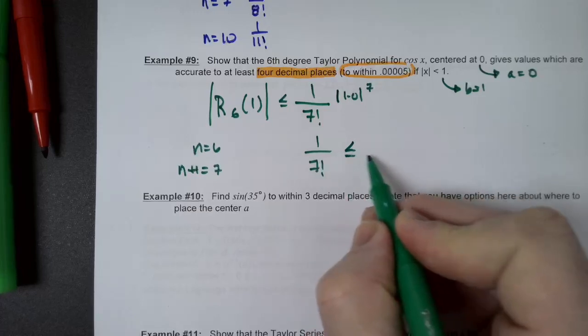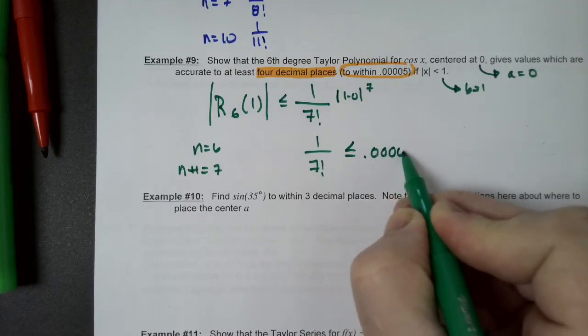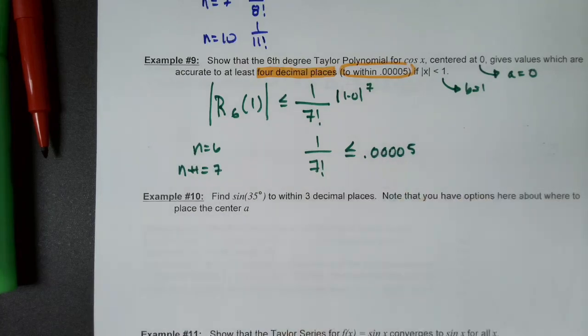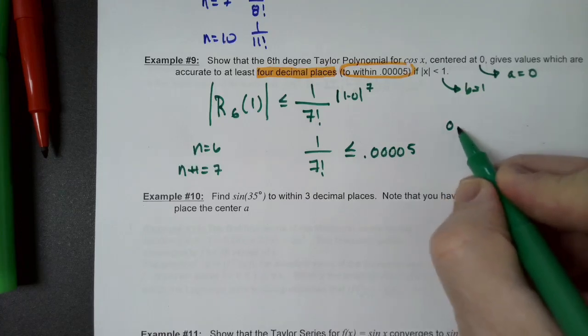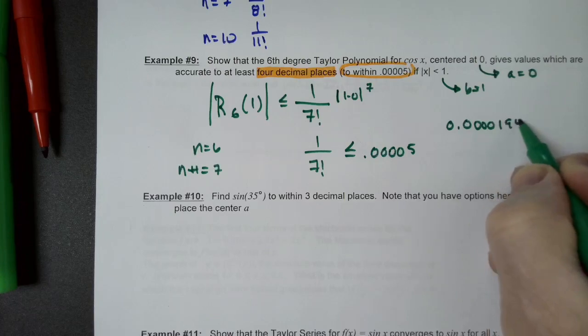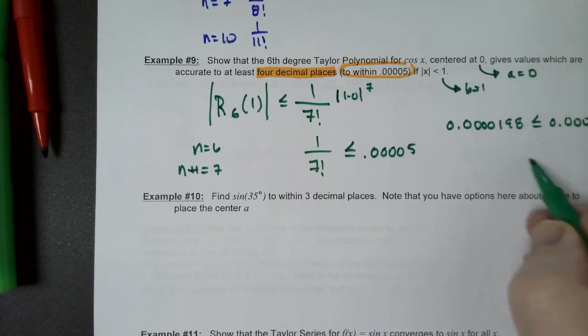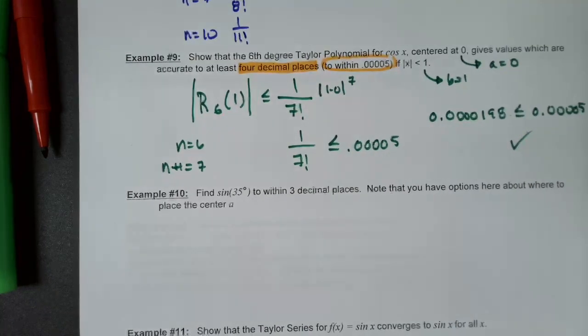We're going to check and make sure that 1 divided by 7 factorial is less than 0.00005. And indeed, if you put that in your calculator, you'll get 0.0001984, which is, of course, less than 0.00005. And you have shown that that is true.